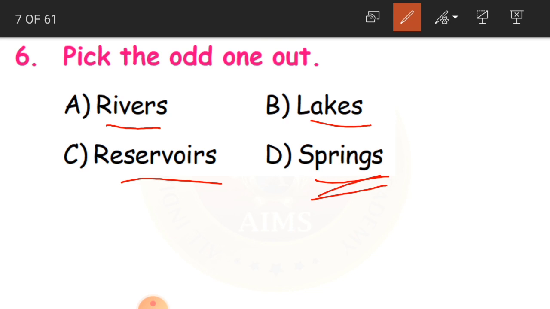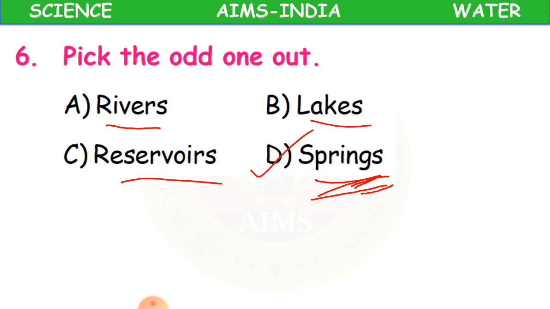So which is the odd one here? So rivers, lakes and reservoirs and springs. The springs is the odd one, because rivers, lakes and reservoirs are always with water, and springs only when the groundwater is overflowed with water, then only we can see the springs. Clear, children? And that is the odd one.